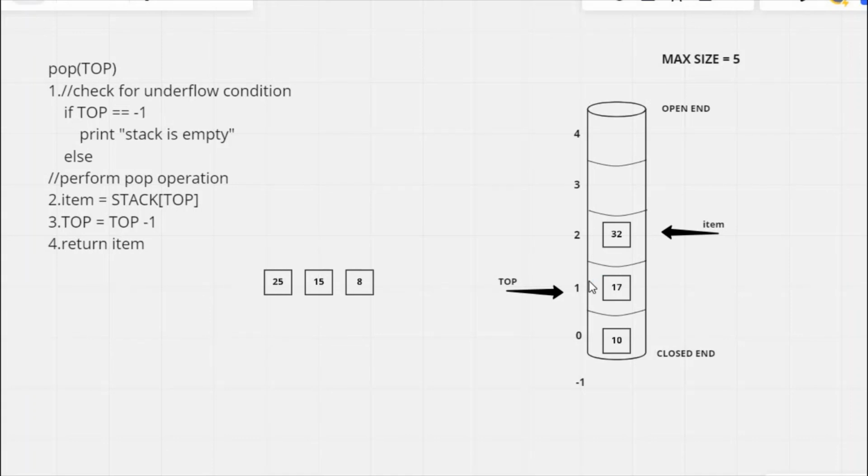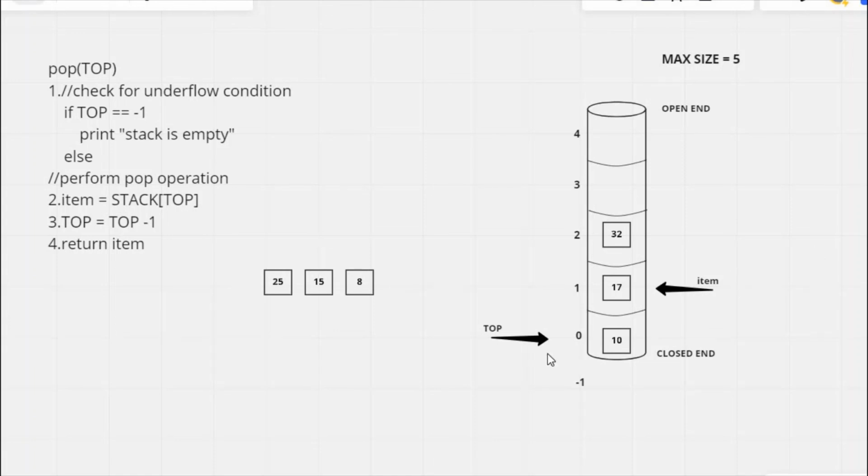Let's perform the pop operation one more time. Now the top variable is pointing to index 1. So in the first step, we need to check if the top value is equal to -1. It is not equal to -1, so instead of printing the statement, we will enter the else block. Here in the else block, the first step is to store the topmost element in the stack into the variable called item, decrement the top value by 1, and finally return this item to the main method.